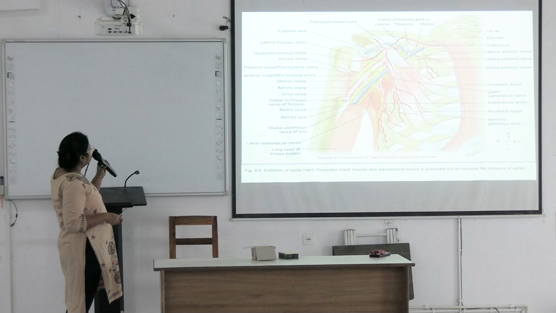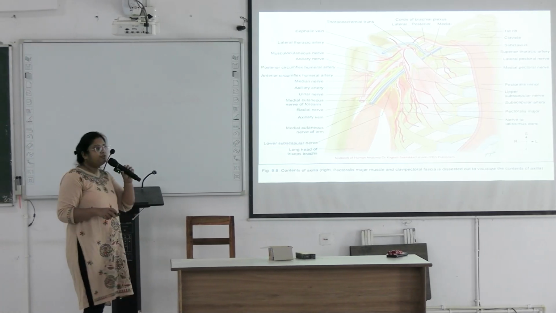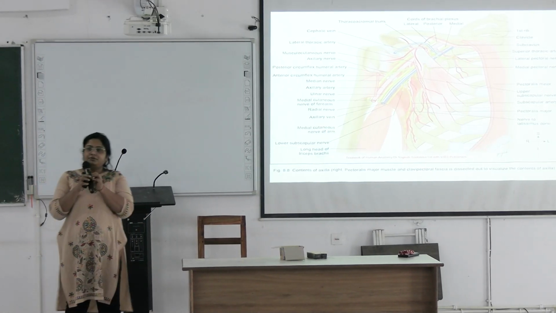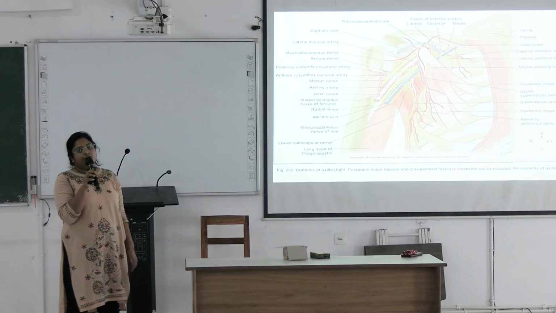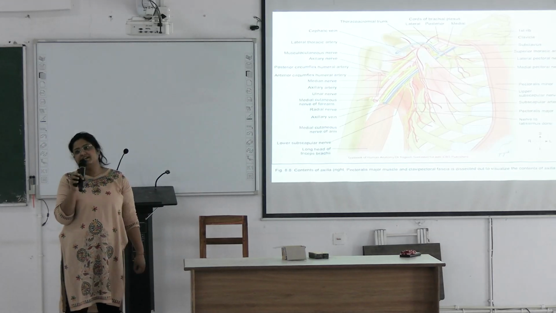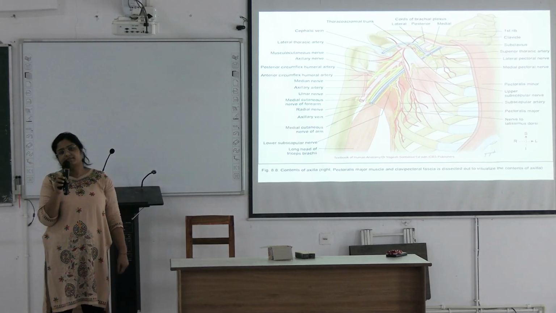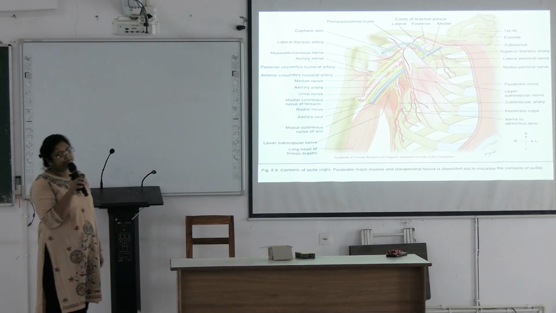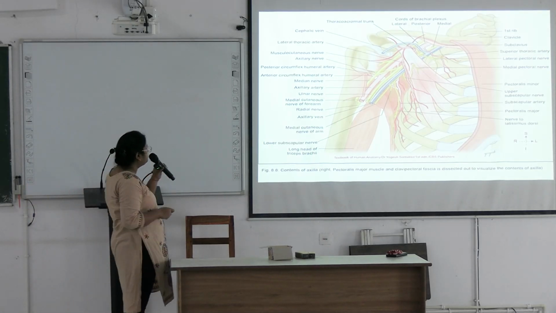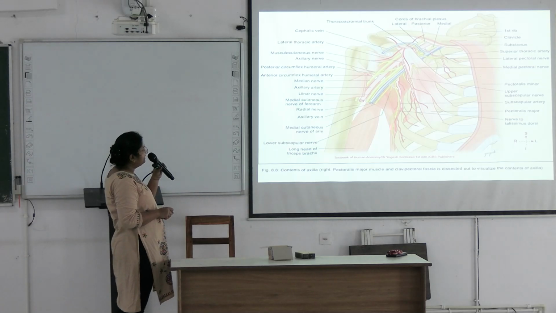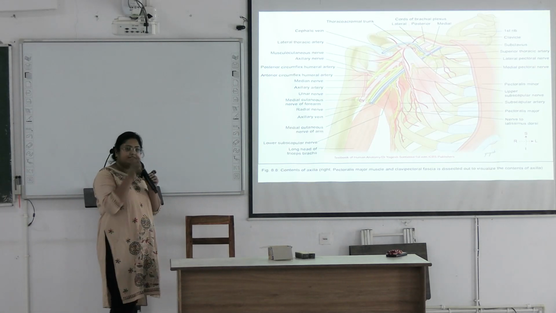Okay, it has not been shown. Long thoracic nerve or nerve to serratus anterior will lie over the medial wall. Okay, and thoracodorsal nerve or nerve to latissimus dorsi, it will pierce the latissimus dorsi.